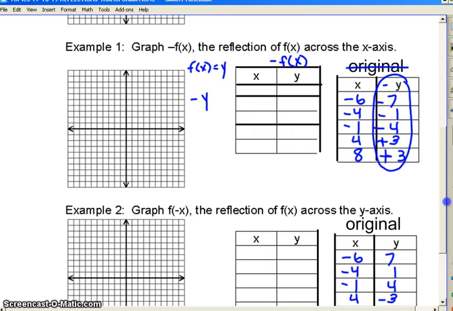and I'm going to graph them over here. Negative 7, negative 1, negative 4, positive 3. All the x's are going to stay the same. Okay, so I'm going to graph those over here. Negative 6, negative 7, negative 4, negative 1, negative 1, negative 4, positive 4, positive 3, and then positive 8, positive 3.